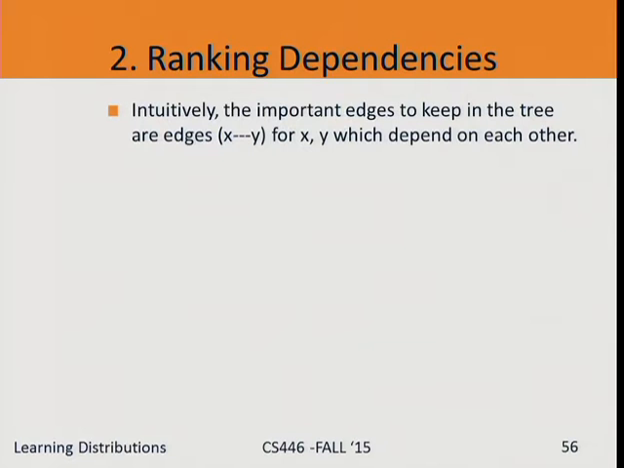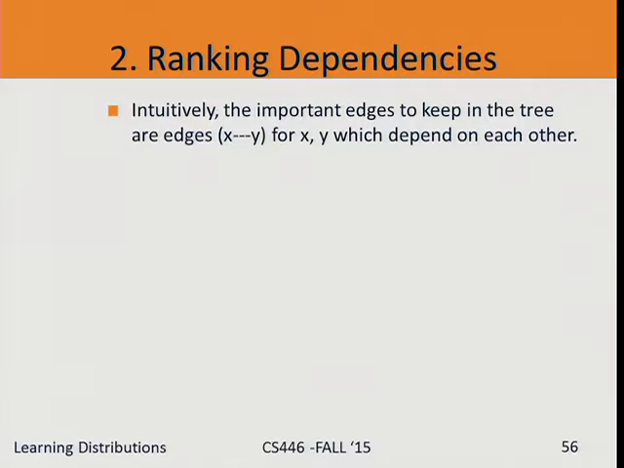Okay, so the other thing that we want to define is a way for us to rank dependencies. So we're going to learn a graph. Our variables are going to be nodes in the graph, and then we're going to figure out ways to place edges in the graph. Very few edges, right? Because if we have n nodes, we just want about n edges. It's going to be a tree. So we need to decide what edges to put there and what not. So we need some kind of a metric that will tell us which edge to insert and which edge to keep out.